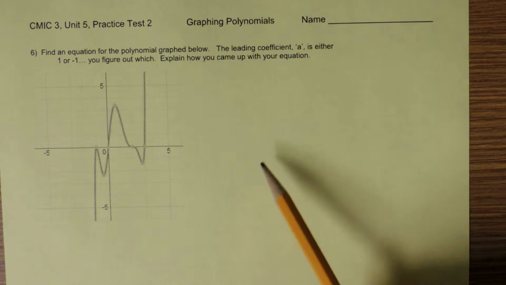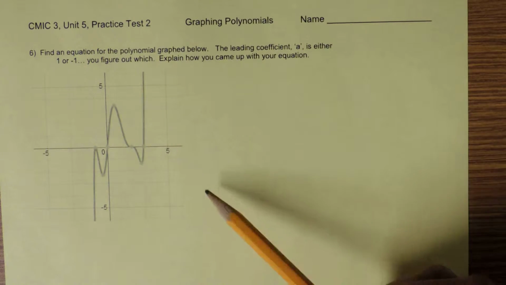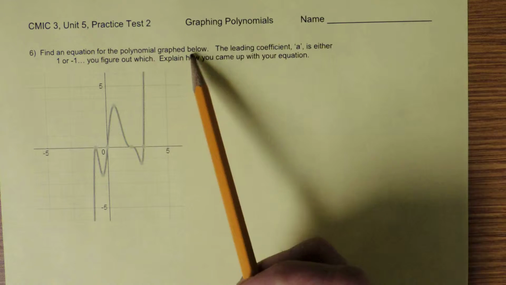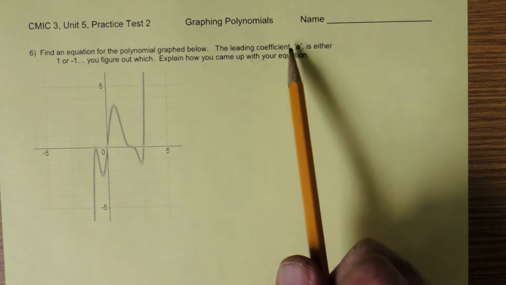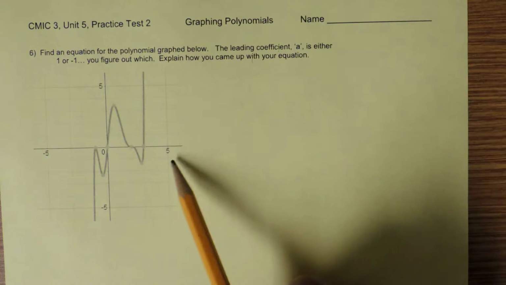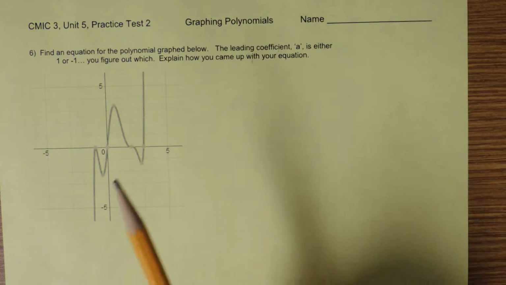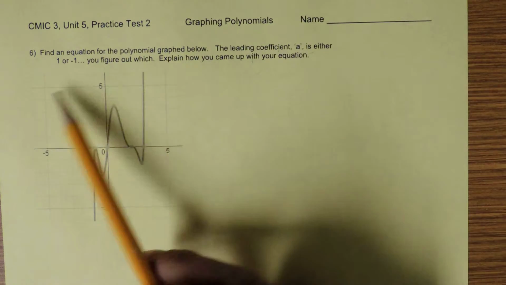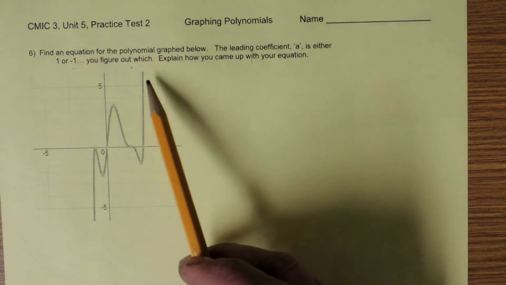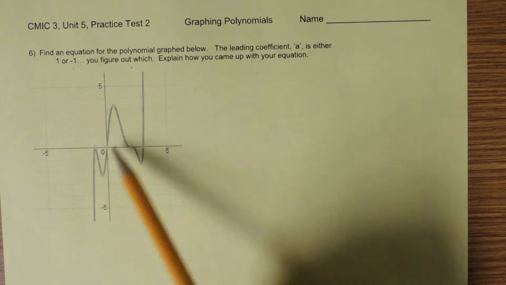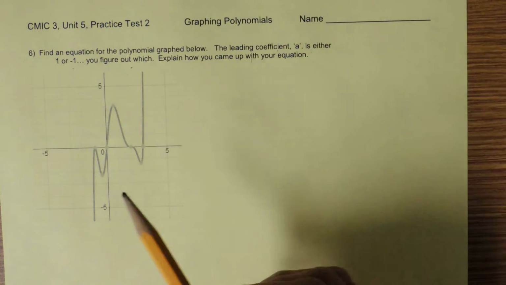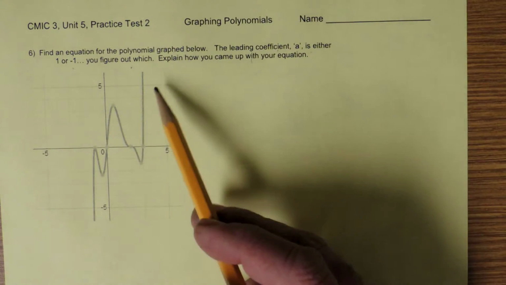Unit 5, Practice Test 2, Question 6. We need to find an equation when we're given the graph. The leading coefficient, or the coefficient in front of all of the factors, is either 1 or -1. We have to figure out which. We don't know, but it's one of those. So we don't have to multiply by -3 or -5. It's either 1 or -1.